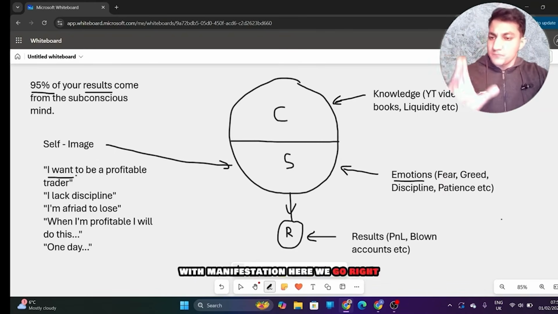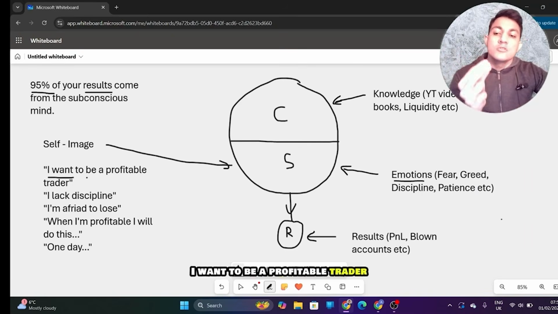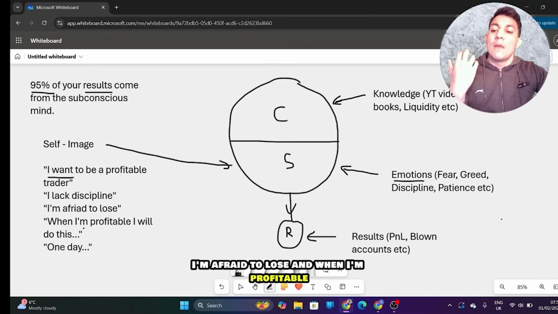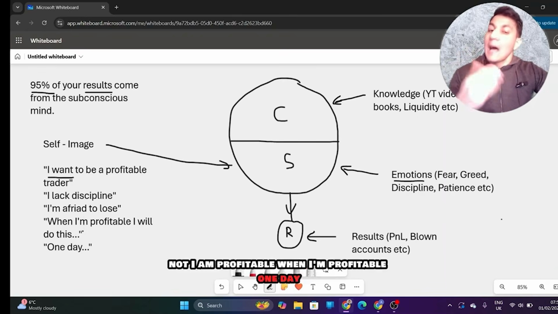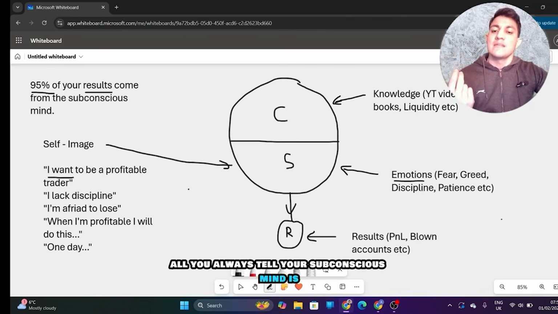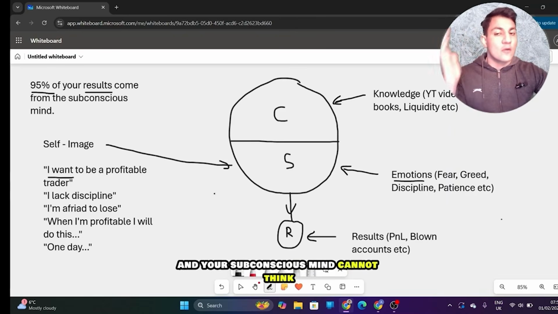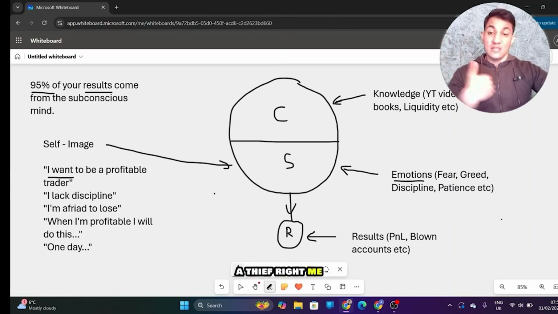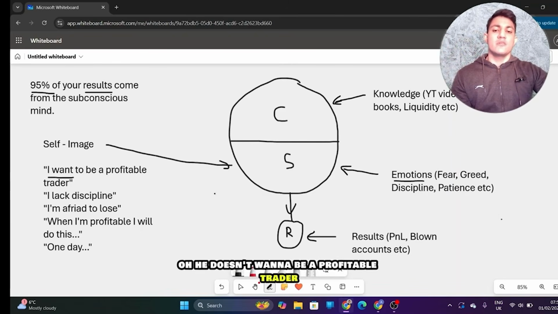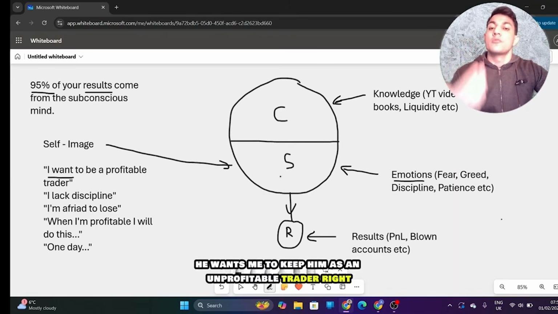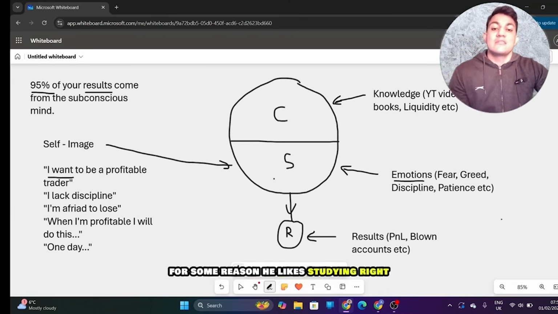Here we go. When you say things like, I want to be a profitable trader, I lack discipline, I'm afraid to lose, and when I'm profitable, not I am profitable, what you're always telling your subconscious mind is, I am not a profitable trader. I'm not a profitable trader at all. Now, your subconscious mind cannot think, so it thinks, oh, well, Atif doesn't want to be a profitable trader, so he wants me to keep him as an unprofitable trader. For some reason, he likes studying.